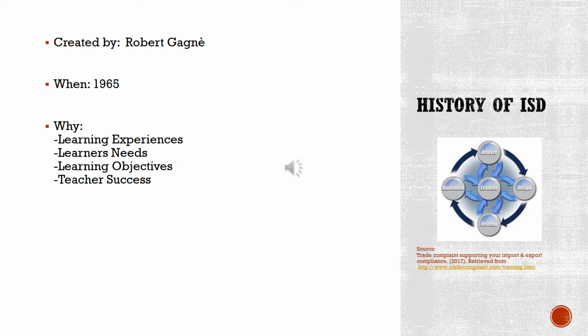This slide will go over the history of the ISD model. The ISD model was created by Robert Gagne in 1965. The four reasons why this model was created are listed as learning experiences, learner needs, learning objectives, and teacher success. Mainly, the purpose of this ISD model is all about creating learning experiences that will develop and enhance skills and knowledge. And through that, looking at these four areas will ensure teachers and students are both successful inside of the classroom.